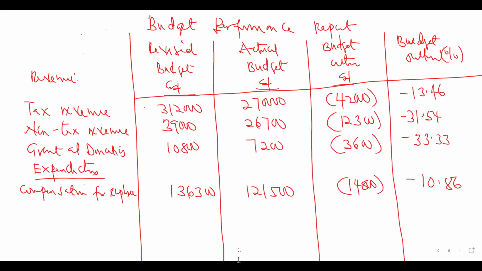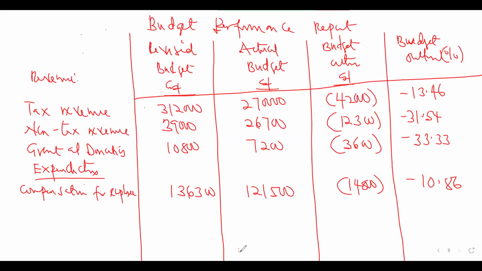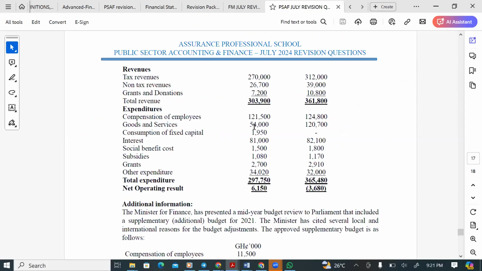So let's come to goods and services. What will be the revised for goods and services? Please, let's just bring the actual for all of them, because for the actual you are not going to be doing anything. So the actual will be how much for goods and services? The actual is 54,000.